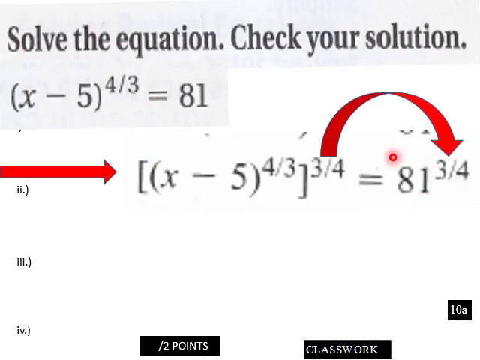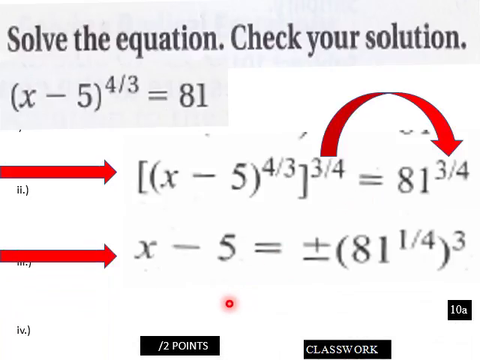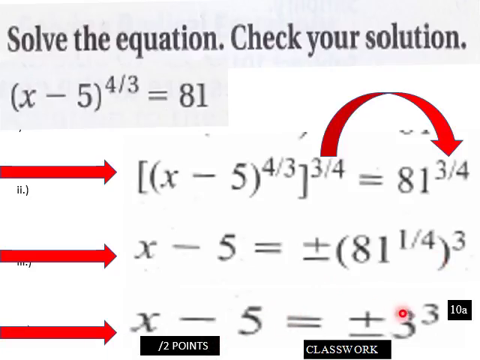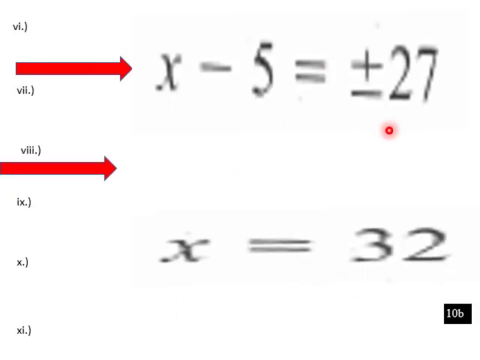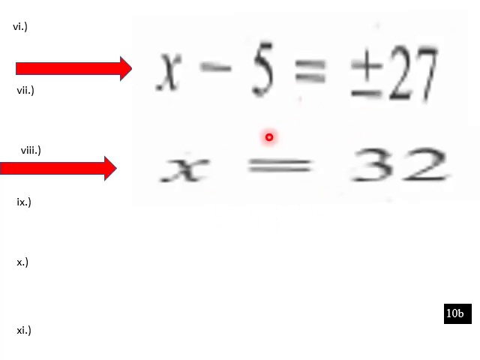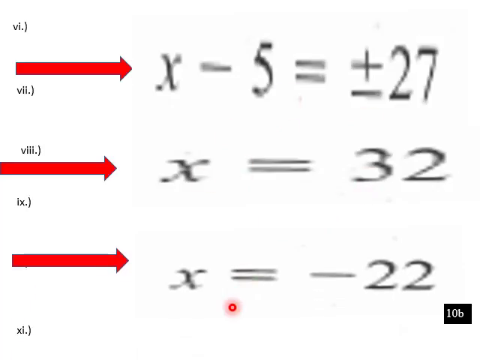We raise the 81 to the 3/4 as well. So we have x minus 5 equals plus or minus 81 to the 1/4 power cubed. So the 1/4 power of 81, or rather, what is the 4th root of 81? It'd be 3. So x minus 5 equals plus or minus 3 cubed. What does that come out to? X minus 5 equals 27. And then we have a solution here of 32. And then we have another solution at negative 20.